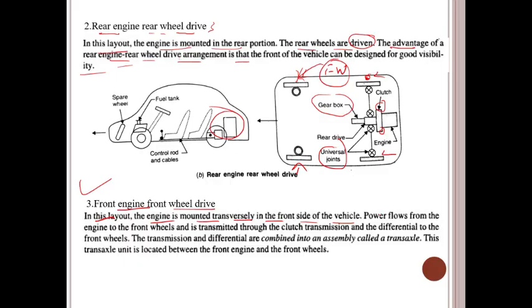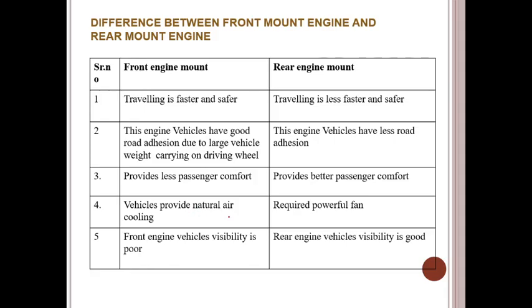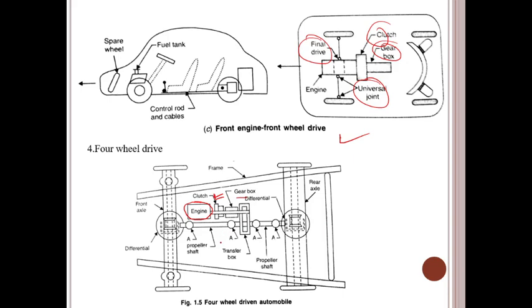So here, the power flows from the engine to the front wheels. Whatever power is developed by the engine is supplied to the front wheels, transmitted through the clutch, transmission and the differential. This power is developed by the engine, transferred to the clutch, from the clutch to the differential, and from the differential to the front wheels. The transmission and differential are combined into an assembly called a transaxle. So that's what we call a transaxle.